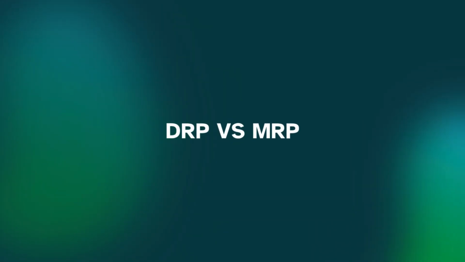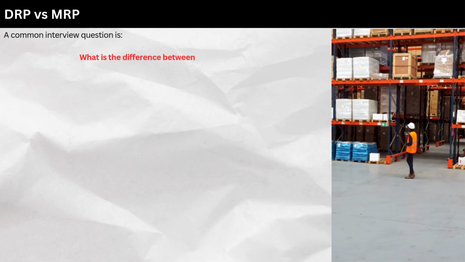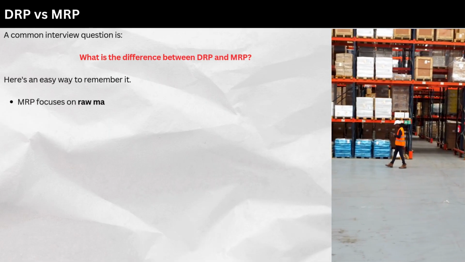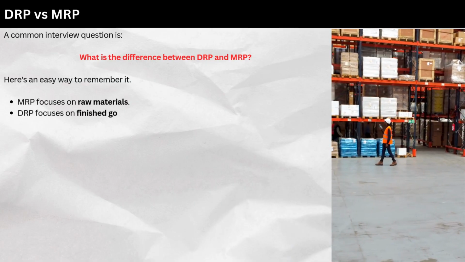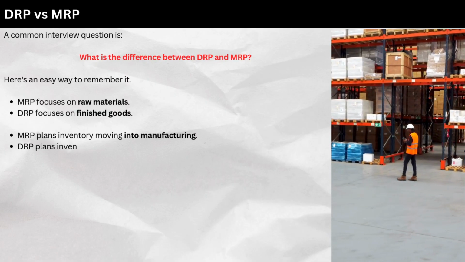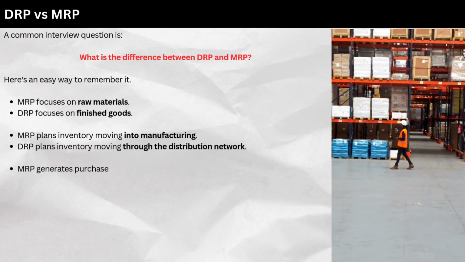DRP versus MRP. A common interview question is, what is the difference between DRP and MRP? Here's an easy way to remember it. MRP focuses on raw materials. DRP focuses on finished goods. MRP plans inventory moving into manufacturing. DRP plans inventory moving through the distribution network.